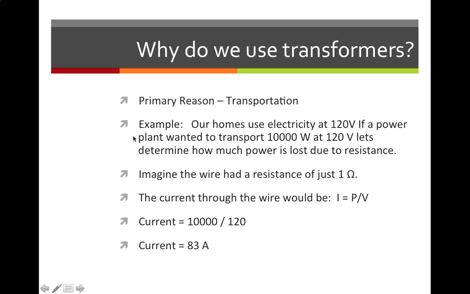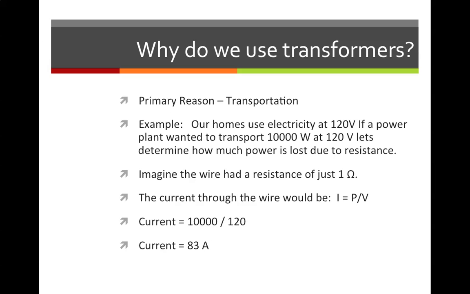But the main reason why transformers were invented or designed was to reduce the amount of energy lost when we transport electricity from a power plant to wherever you're using the power. So I have an example here, and you don't really need to regenerate this math for me. I just want you to understand it. If you imagine, in our homes we use 120 volts out of our wall.